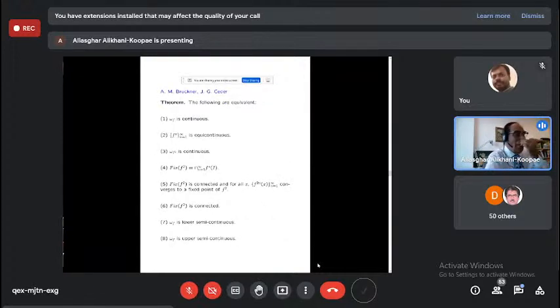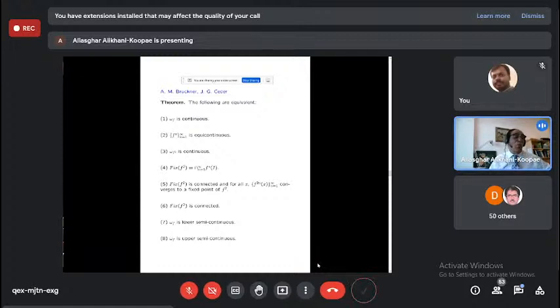Okay, now let's go back to the theorem of Bruckner. For the class of continuous functions, these were equivalent: omega of f is continuous, the family of iterates f^n is equicontinuous, omega of f2 is continuous, fixed points of f2, and all those kinds of things. But I'm concerned about two of these: omega of f being continuous, and the family of iterates f^n being equicontinuous.